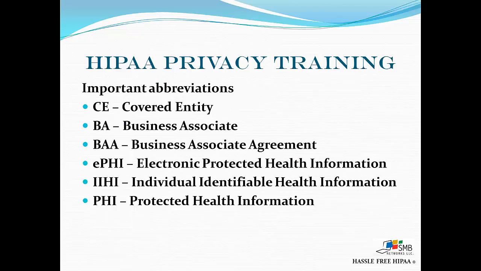There are some important abbreviations I want you to be aware of. CE stands for covered entity, and BA stands for business associate. BAA stands for business associate agreement. EPHI stands for Electronic Protected Health Information. IIHI is Individually Identifiable Health Information. PHI stands for Protected Health Information.